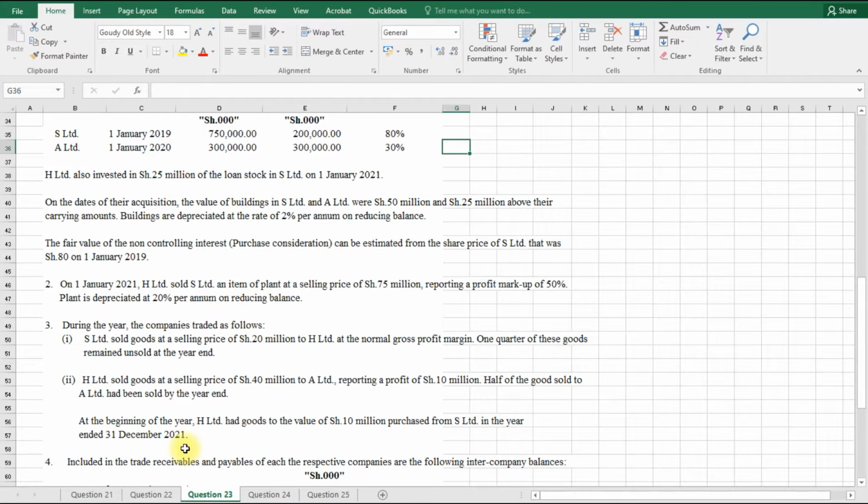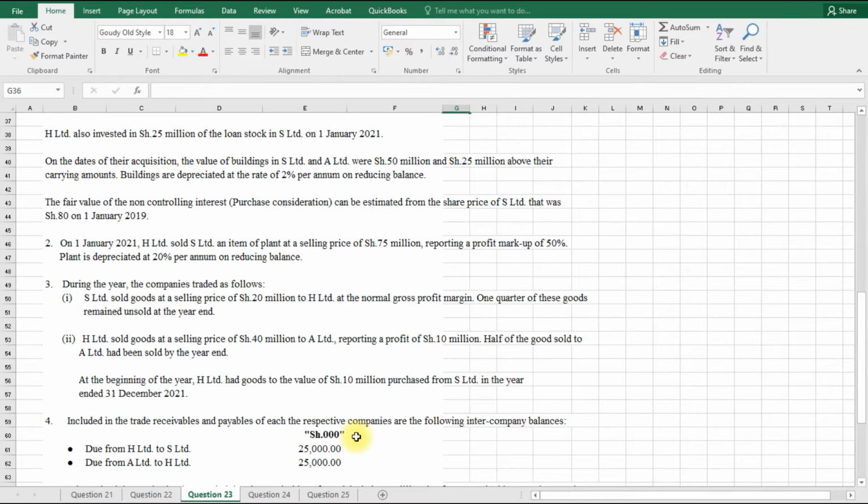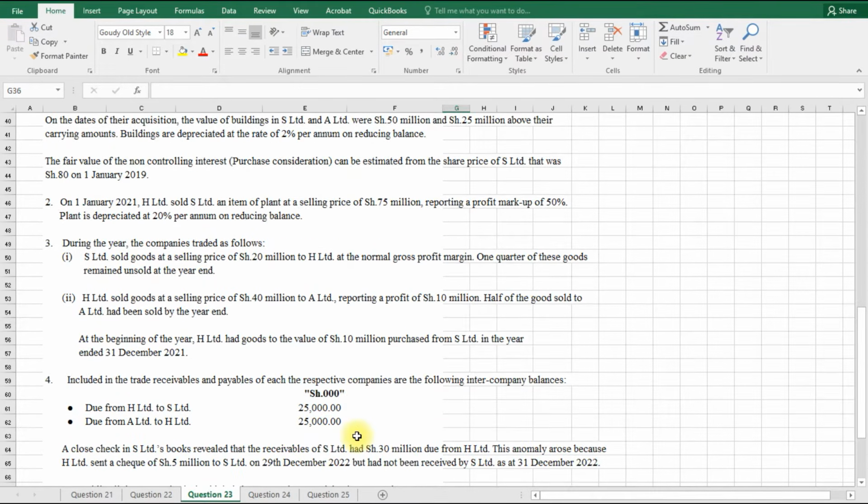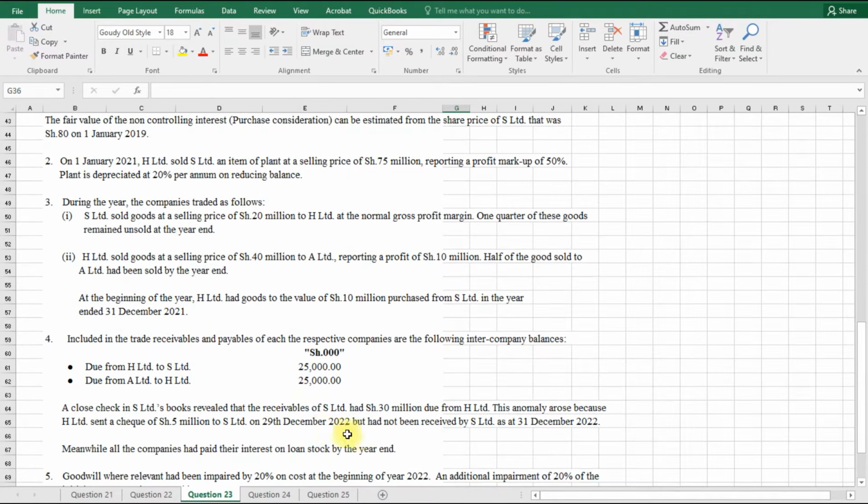And at the beginning of the year, H Limited had goods to the value of 10 million purchased from S Limited in the year ended 31st December 2021. Number 4, included in the trade receivable and trade payable of each of the respective companies are the following intercompany balances. Due from H to S, we had 25 million or 25,000. Due from A to H, 25,000 again. A close check in S Limited's books revealed that the receivable of S had 30 million due from H.